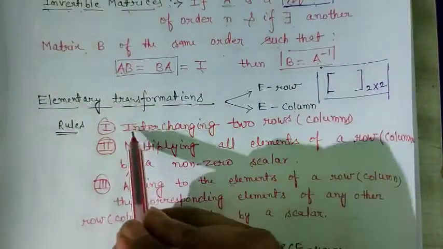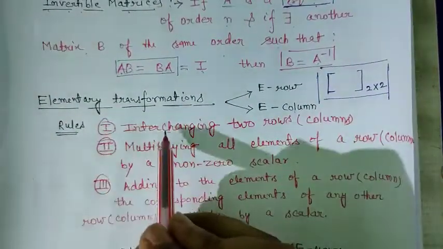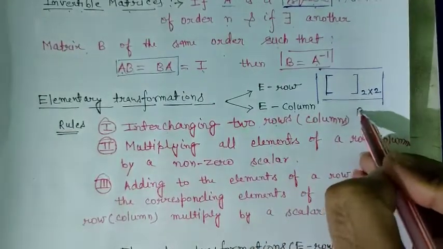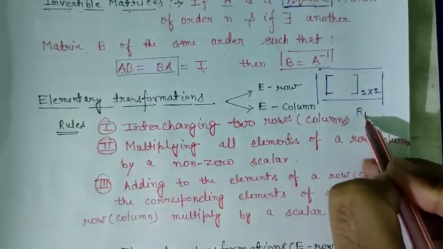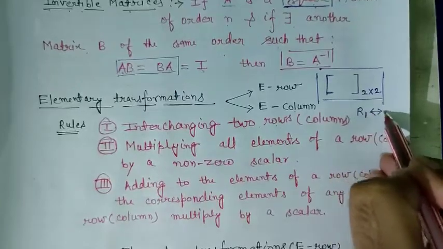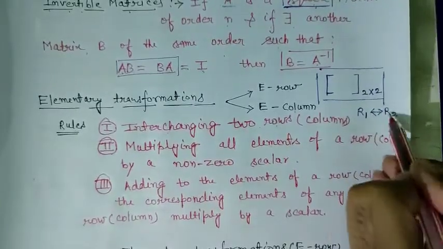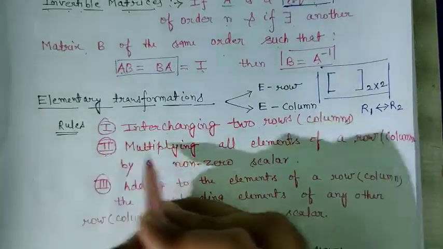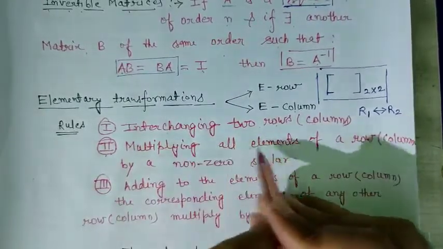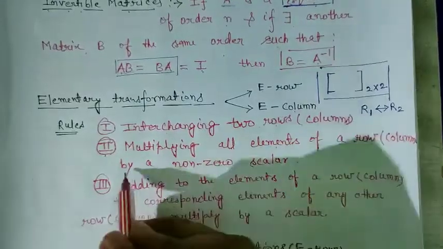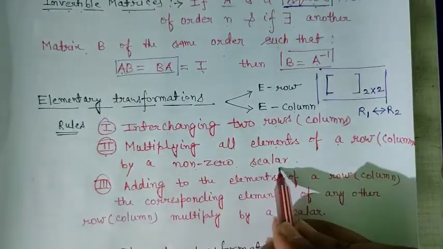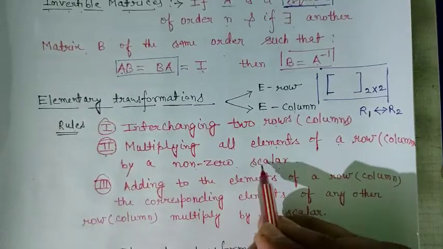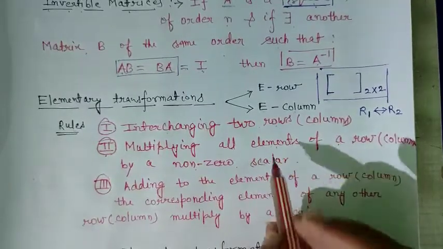Now we can interchange two rows. This is allowed, meaning I can interchange R1 with R2 and replace their positions. Second is multiplying all elements of a row by a non-zero scalar number. It should not be 0; any other scalar we can multiply.